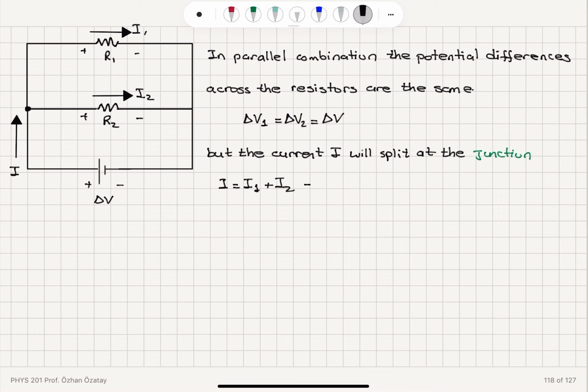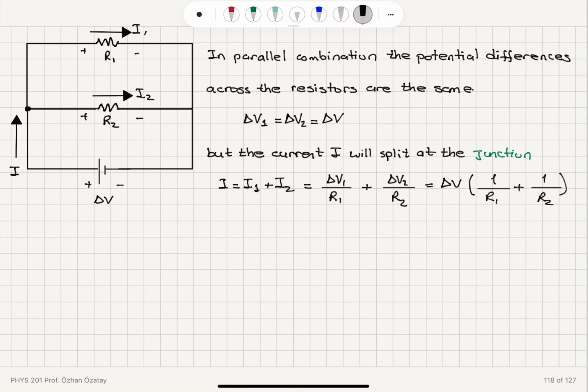So what is I1? It is delta V1 over R1 according to Ohm's law. And what is I2? It is delta V2 over R2. And delta V1 and delta V2 are equal to delta V multiplied with 1 over R1 plus 1 over R2.